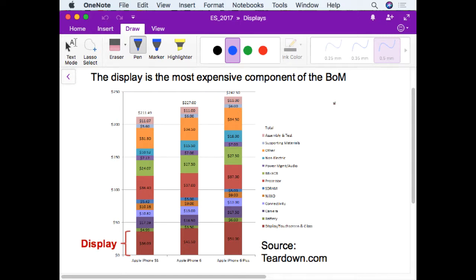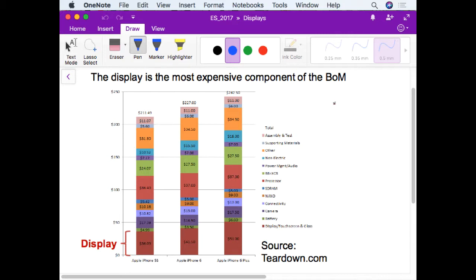Last topic of this course for this year, and it's a look at displays. The displays are actually important in their own right, because the display is the most expensive component of the bill of material of a smartphone.